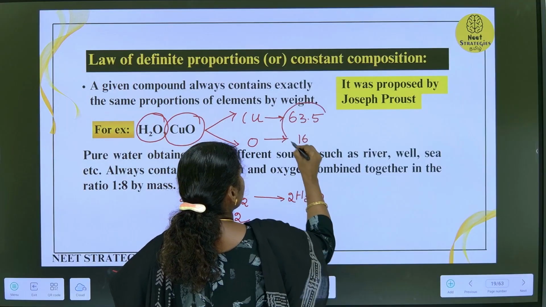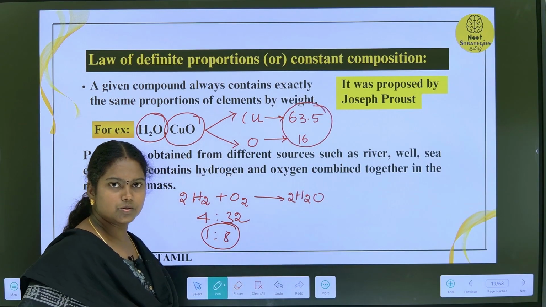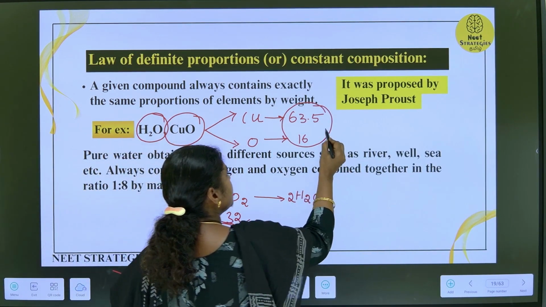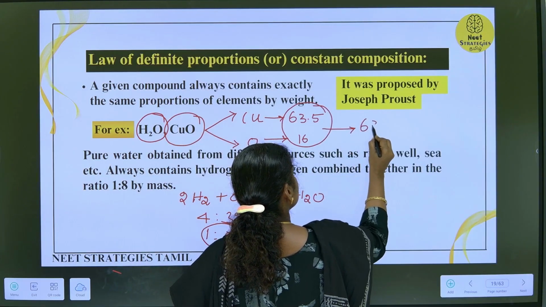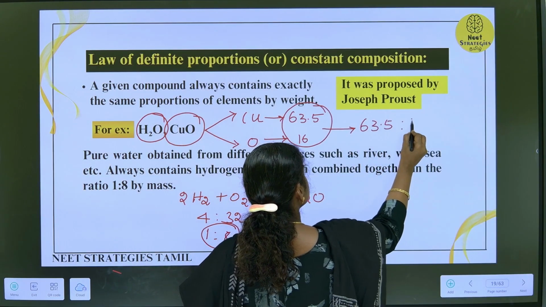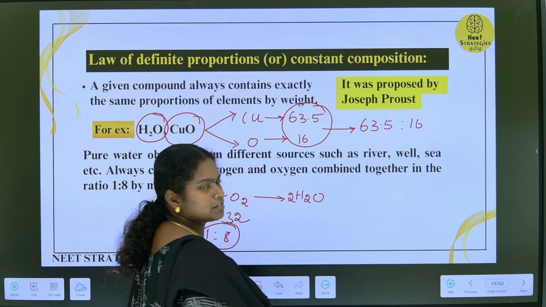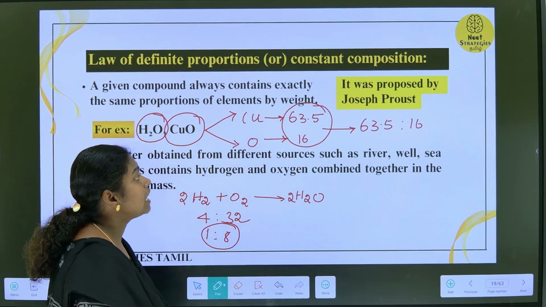அப்போ இதோட ரேஷியோ, whatever it may be the source, இந்த ரேஷியோ பாத்தீங்க அப்படின்னா 63.5:16 இப்படி பிரசன்ட் ஆயிருக்கும், ஓகேங்களா. That will be the fixed.